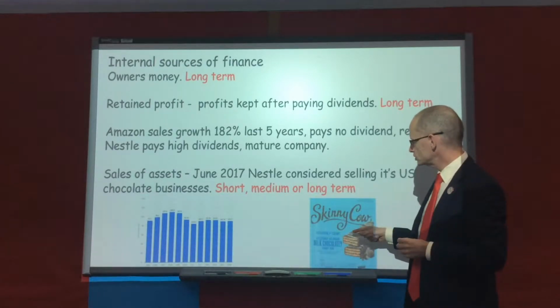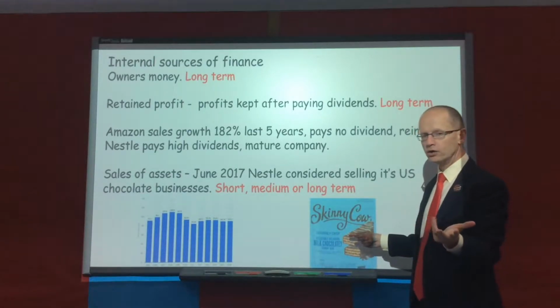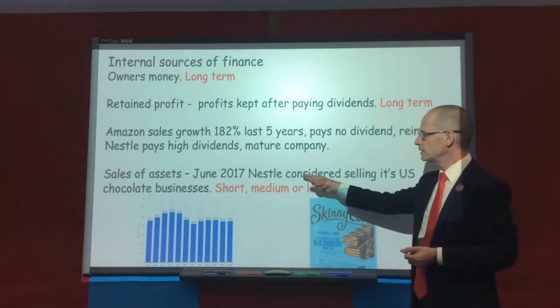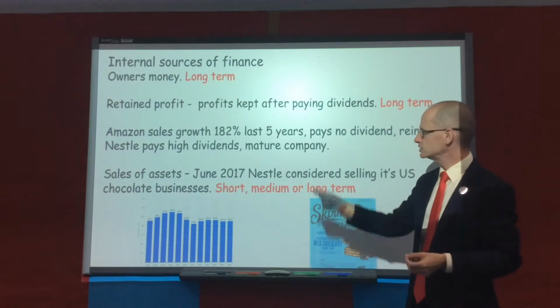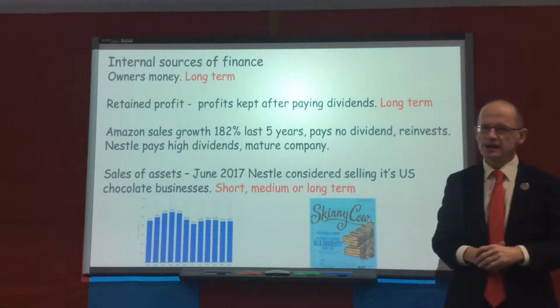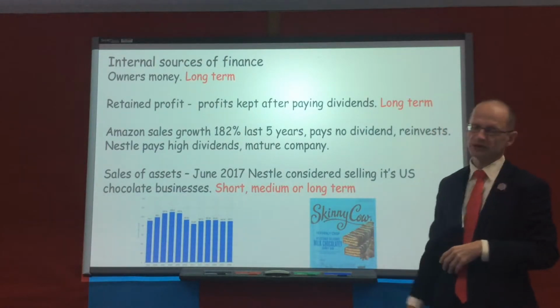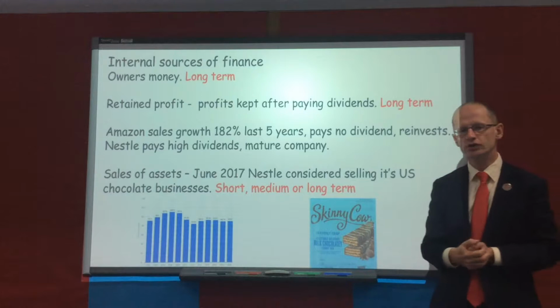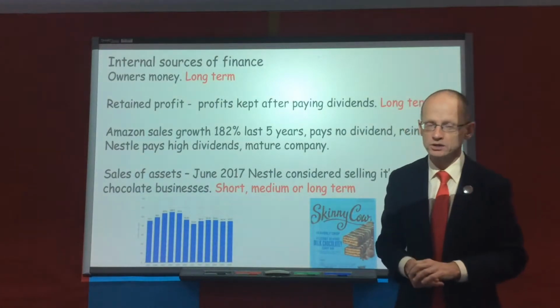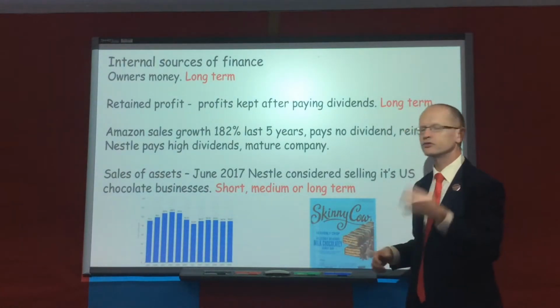This is also a product of Nestle. A business can sell an asset. So in June 2017, Nestle was considering selling its US chocolate business. All right, and this is an example. And sales during 2016 were something like $1 billion. So it would have been able to sell those businesses for a lot of money.